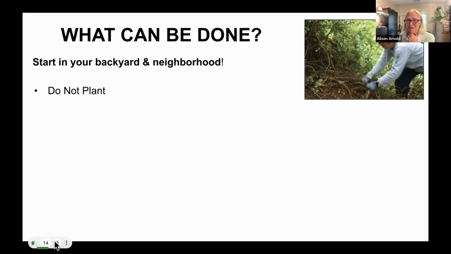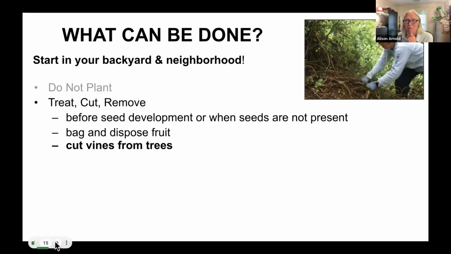There's a lot of work being done to breed sterile plants, a whole other talk down the road. But in ornamentals, there are a lot of plants that we don't want to plant, and we want to educate ourselves. We want to try and treat and cut and remove plants before they go to seed. And especially when seeds aren't present, we want to do that work. If we are removing seed or fruit, we want to bag it and dispose of it.